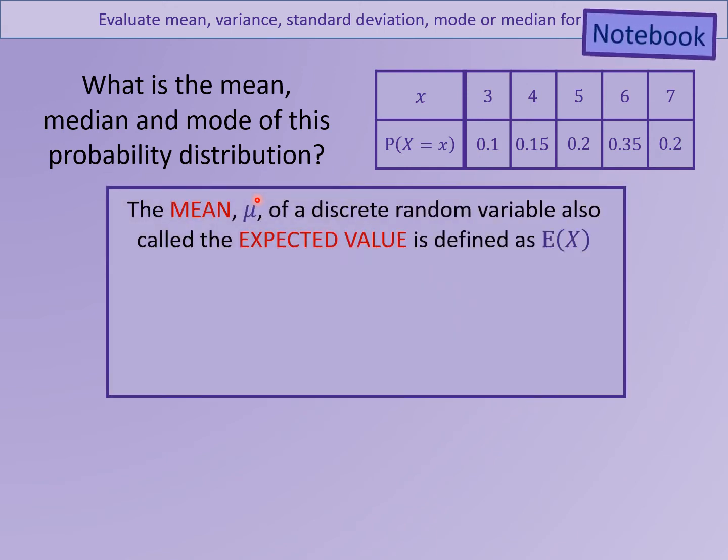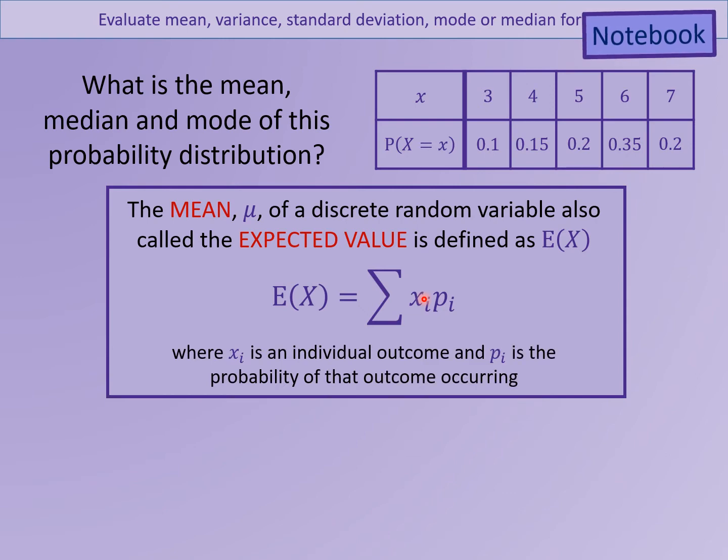So the mean, sometimes we use the Greek letter mu for mean, is also sometimes known as the expected value. So expected value and mean both mean the same thing. We often use the notation E(x). So E of x means the expected value of x, which also means the mean of x. This is the formula. The expected value of x is sigma x_i p_i.